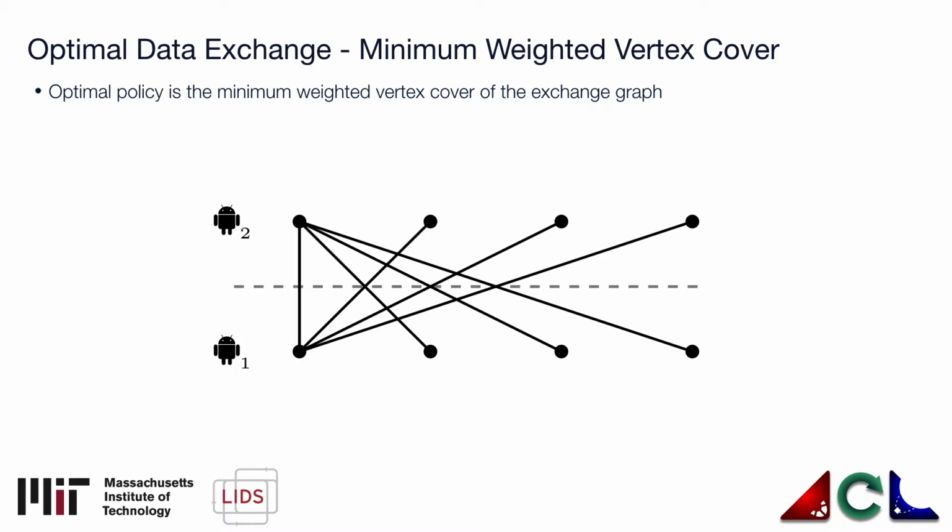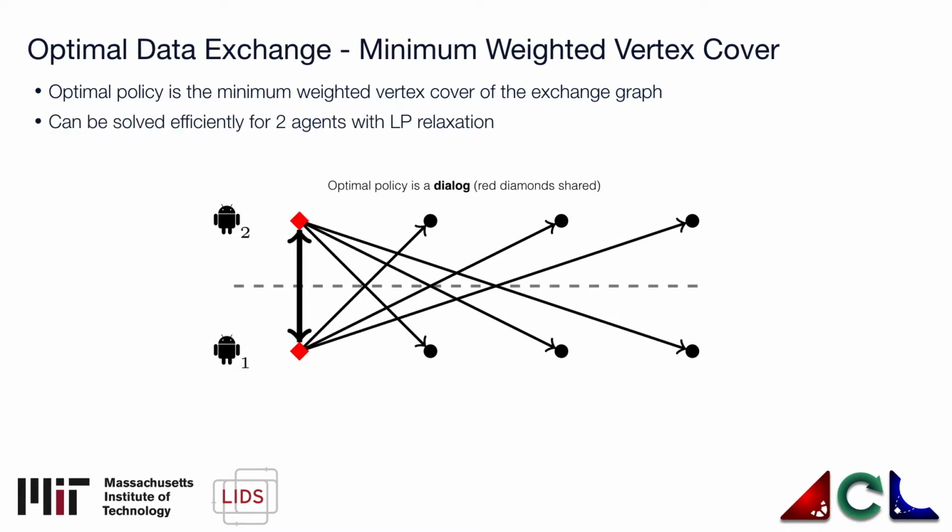While it is NP hard to obtain an optimal solution for more than two agents, the two-agent case can be efficiently solved by relaxing the problem into a linear program. Robots 1 and 2 engage in an optimal dialogue for the given example graph.